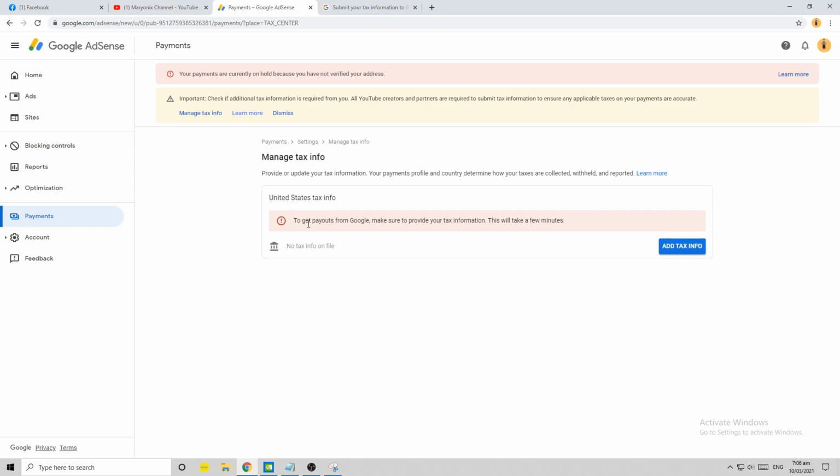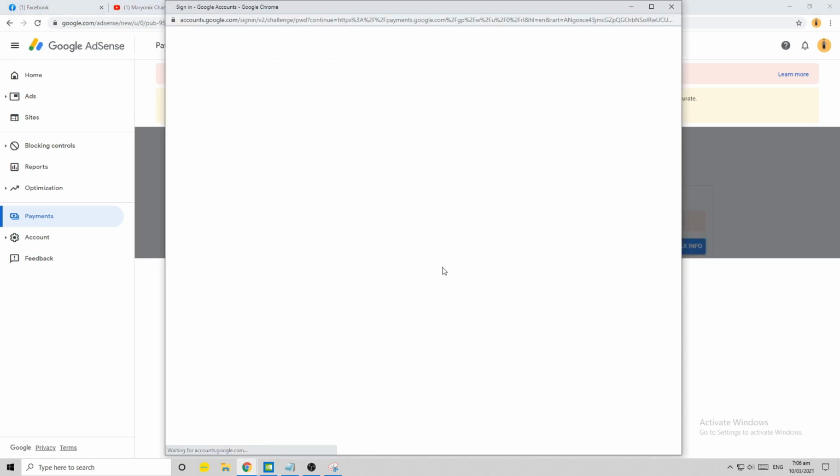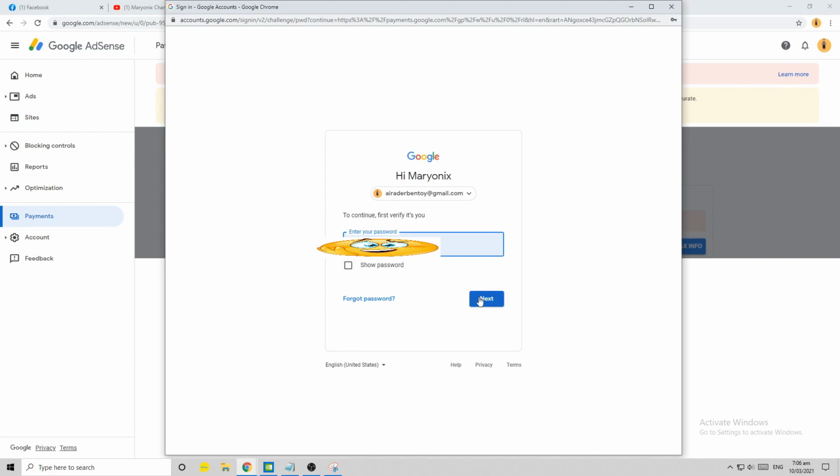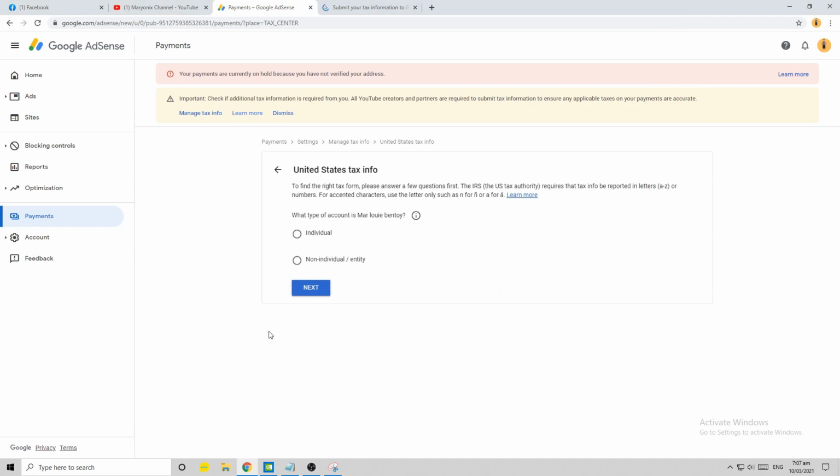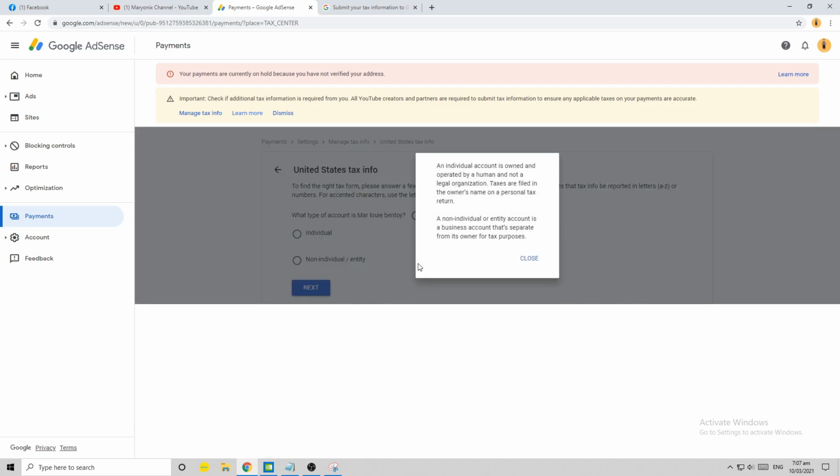Now it says here, United States tax: to get payouts from Google, make sure to provide your tax information. This will take a few minutes. Alright, so let's hit add tax information. You may need to re-sign in. Okay, so there's a question: what type of account is Marlouis Bentoy? You can also click on that one.